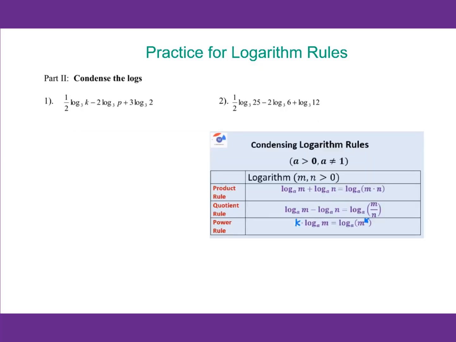Part 2, condense the logs. For condensing the logs, here's the formula. Addition of logs, we multiply the arguments. Subtraction of logs, we do the quotient of the arguments. A number you multiply by a log, we jump it to the exponent, m to the kth power.